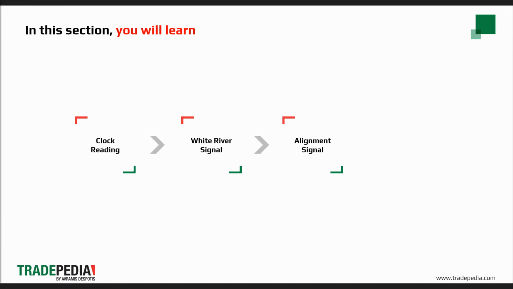So in this section, you will learn clock reading, white river signal and alignment signal. So what does it mean, and how to exit signal.